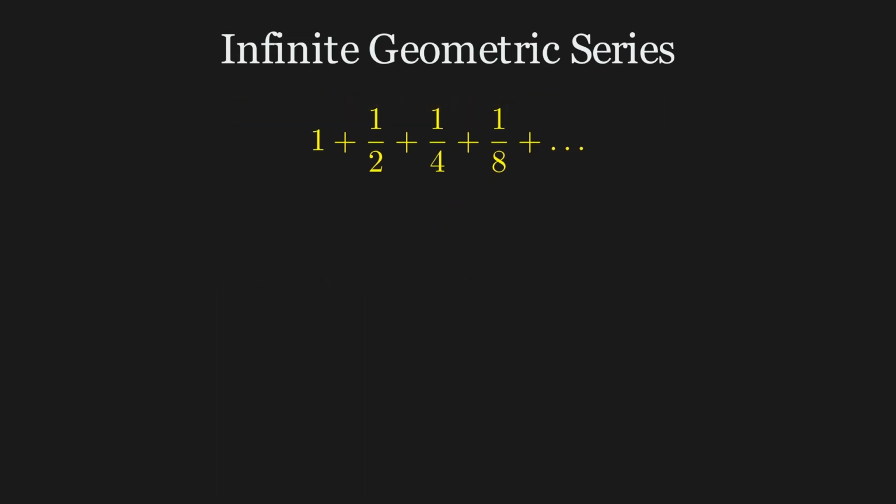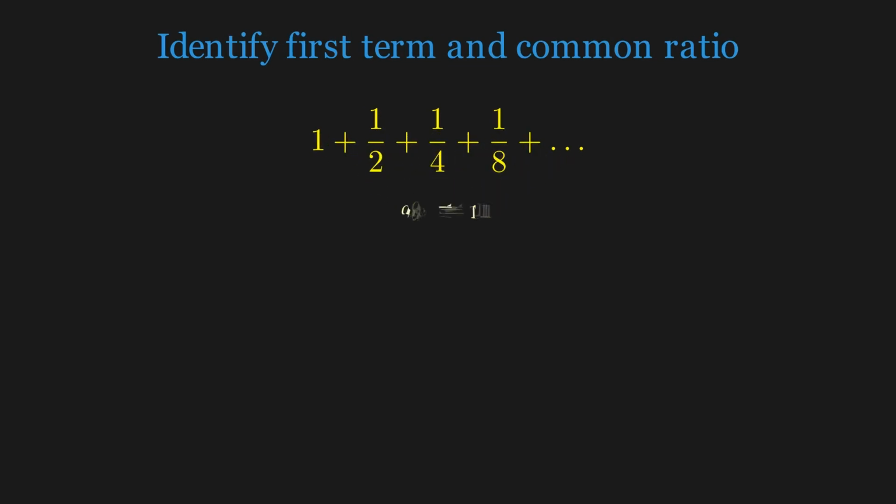First, we need to identify two key elements: the first term and the common ratio. In our series, the first term, which we call a, is 1. The common ratio, r, is 1/2, as each term is half of the previous one.